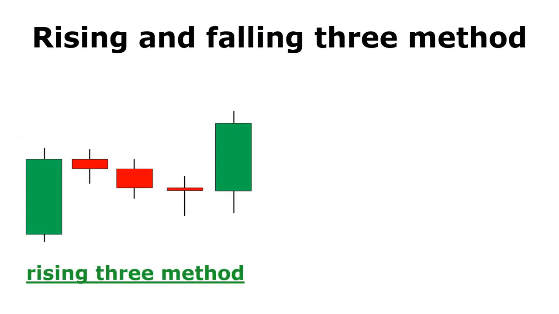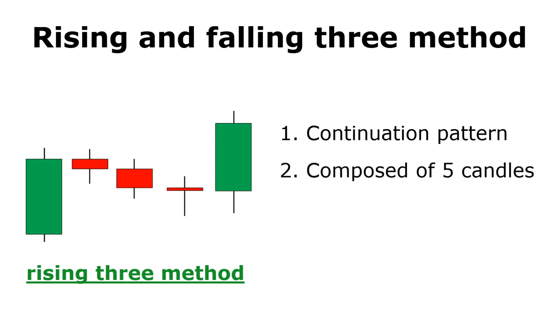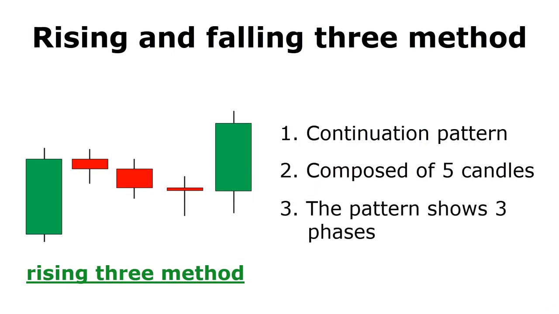The rising 3 and the falling 3 method are both continuation patterns. Even if many times they are introduced together with other triple candlestick patterns, they are composed of 5 candles. The number 3 in their names refers to the market phases that this pattern shows. Let's start with the rising 3 method.